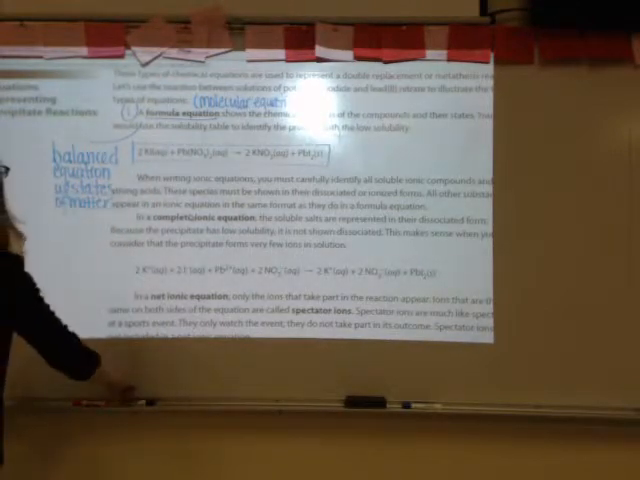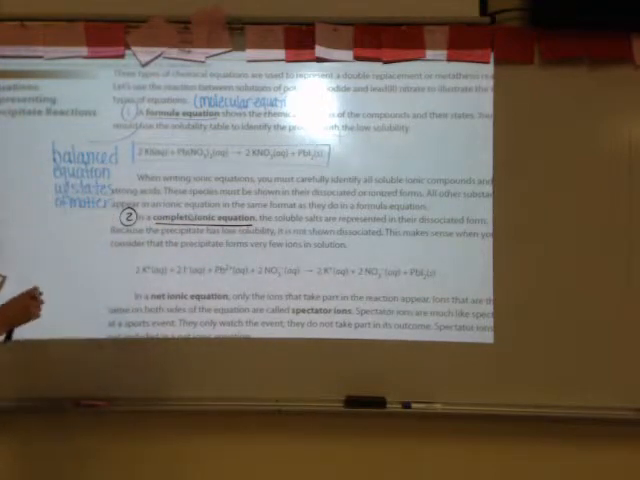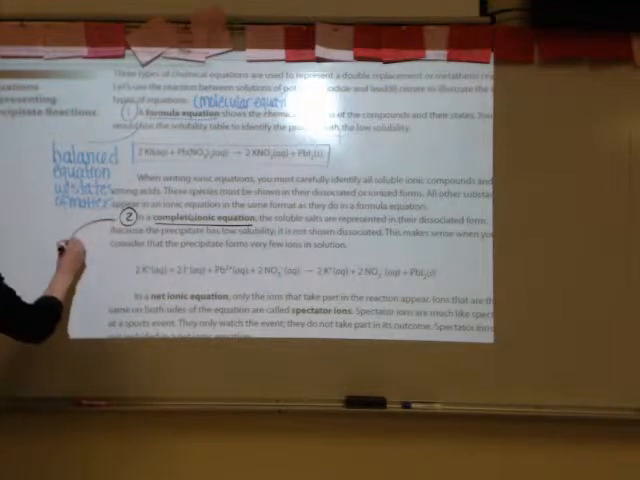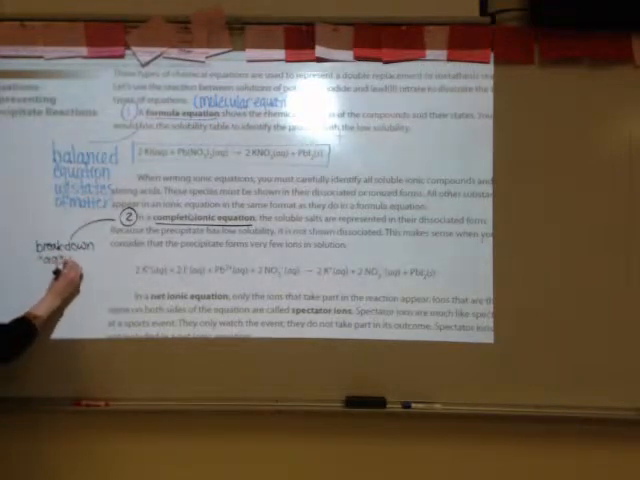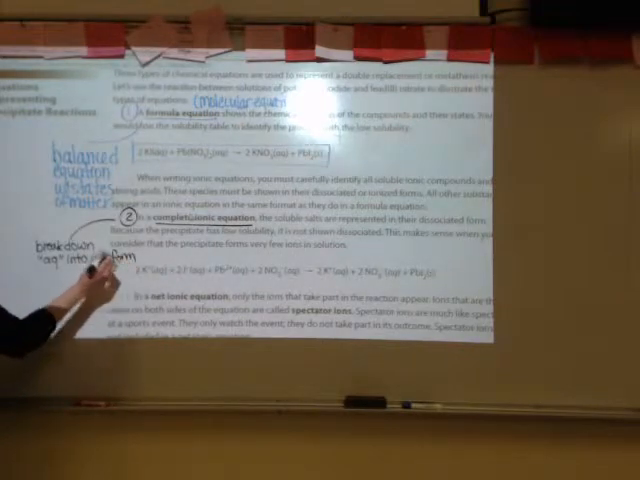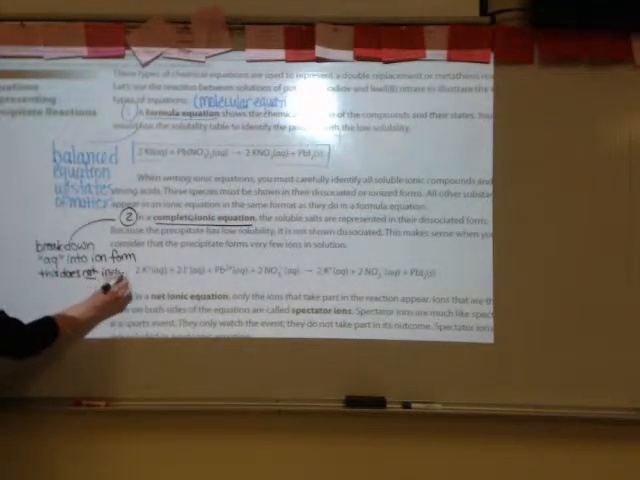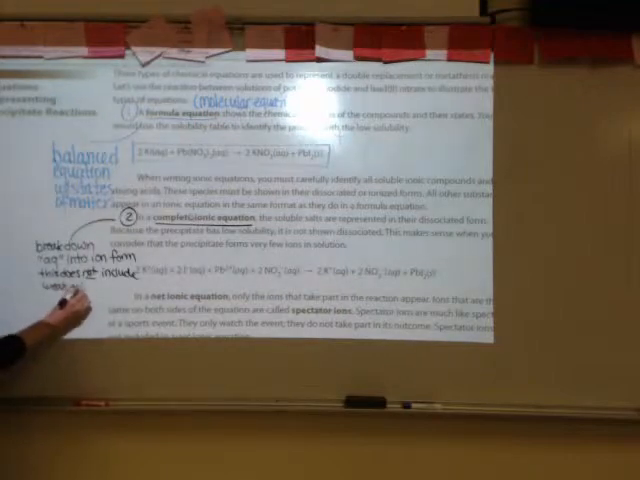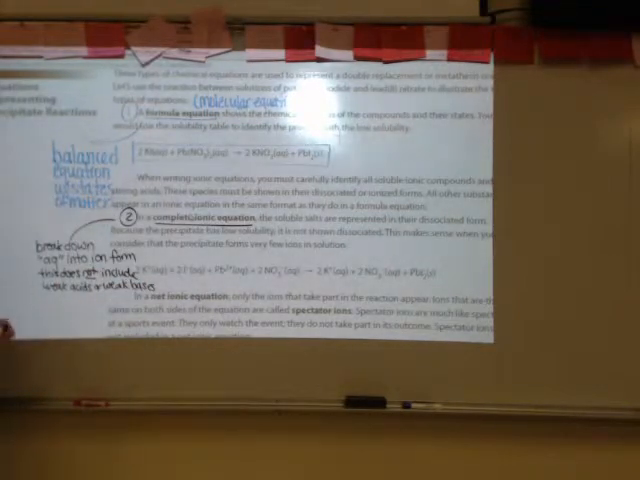The second way of representing a precipitation reaction is with a complete ionic equation. A complete ionic equation is when you break down anything with an AQ into ion form. Now, make sure you make a note that this does not include weak acids or weak bases. The reason you're not going to break down a weak acid or a weak base is because they only produce ions less than 1% of the time. So we wouldn't have a significant amount of ions present, okay?